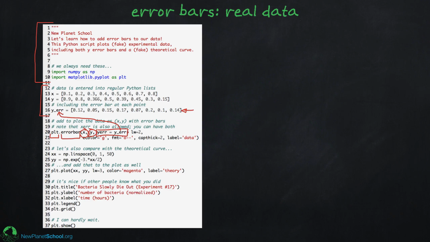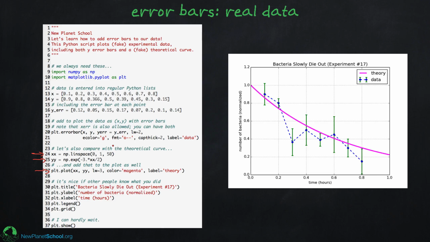And that's it. Okay, so let's compare that with a theoretical curve as well. Down here I also generate some x values, 50 of them. I find the exponential e to the minus 3x over 2, just as an example. And then I plot that as well using a smooth line just to show what that looks like. And so here is the graph that you get.